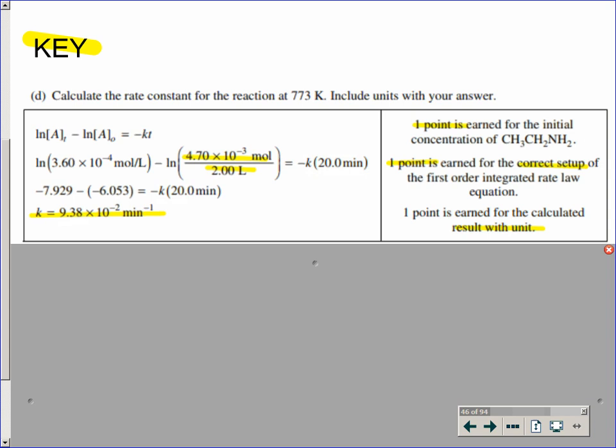But if it's first order, guys, right? Rate is equal to k times x to the first power. Right, that's rate. What unit does rate have to be in?